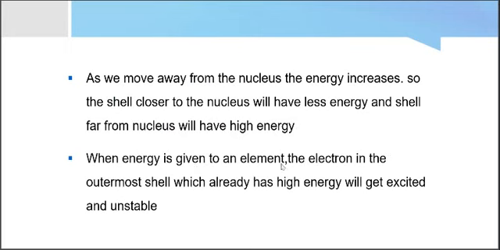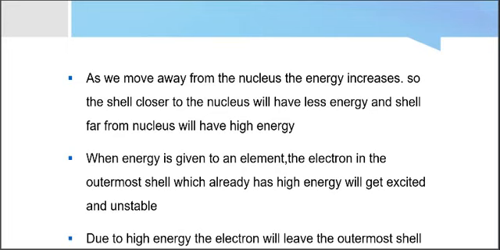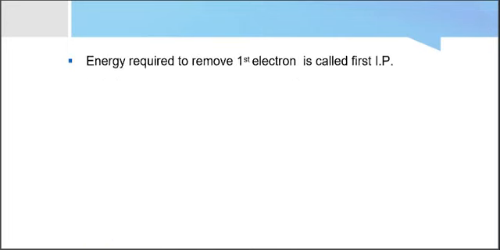When energy is given to an element, the electron in the outermost shell, which already has higher energy than all the other electrons, becomes more excited and unstable when we give more energy to this atom. Due to this high energy, this electron will leave the outermost shell. The energy required to remove the first electron from the outermost shell is known as the first IP, or first ionization potential.